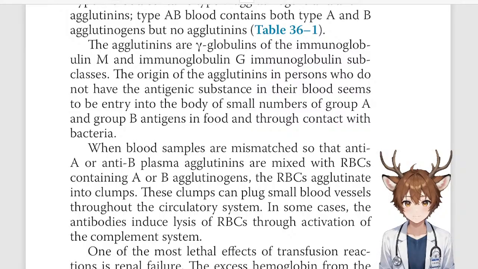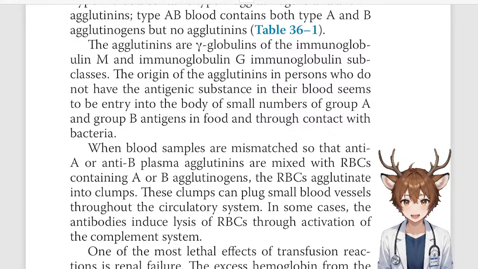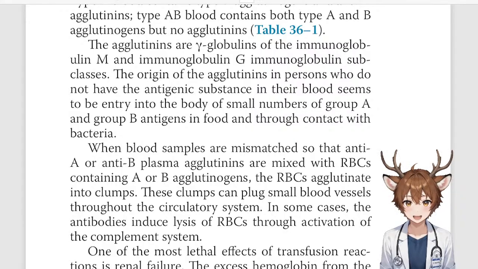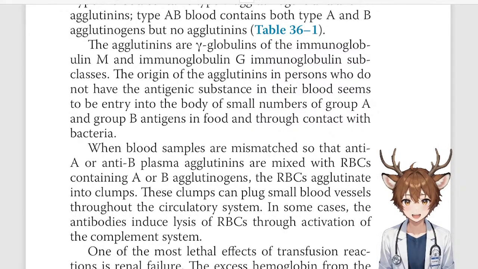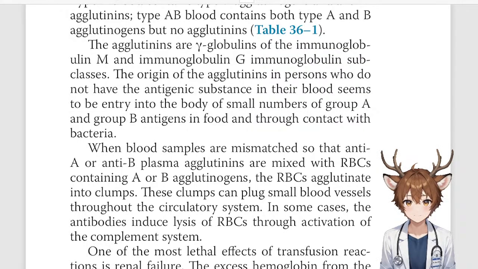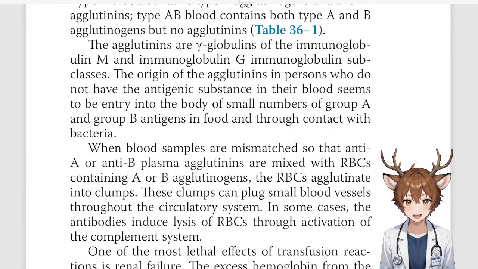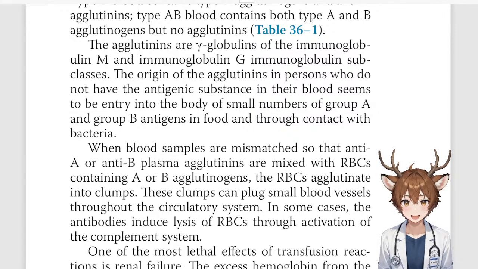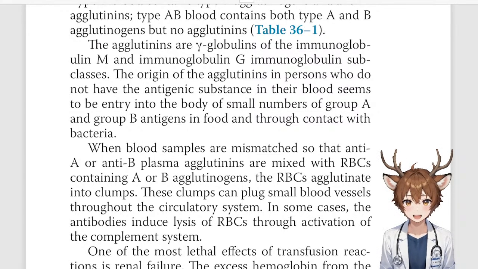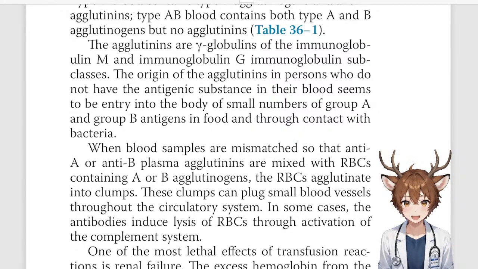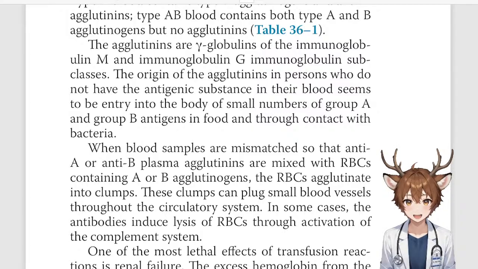The agglutinins are gamma globulins of the immunoglobulin M and immunoglobulin G subclasses. The origin of the agglutinins in persons who do not have the antigenic substance in their blood seems to be entry into the blood of small numbers of group A and group B antigens in food and through contact with bacteria. When blood samples are mismatched so that anti-A or anti-B plasma agglutinins are mixed with RBCs containing A or B agglutinogens, the RBCs agglutinate into clumps.